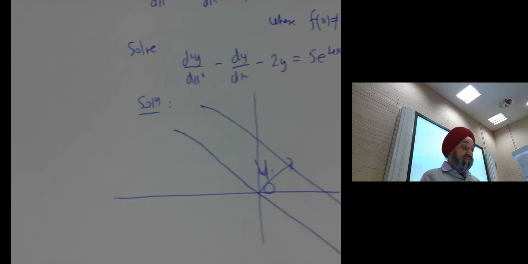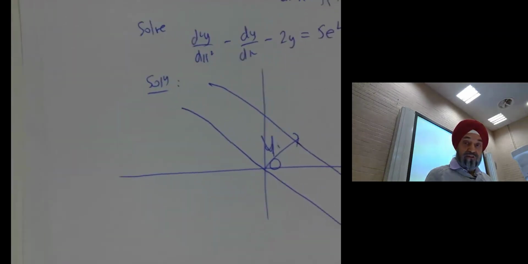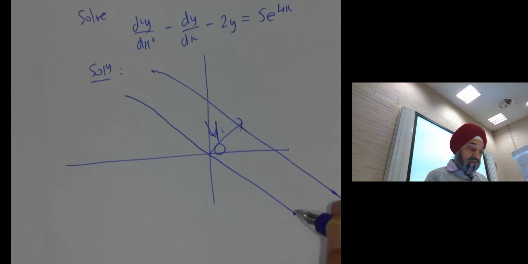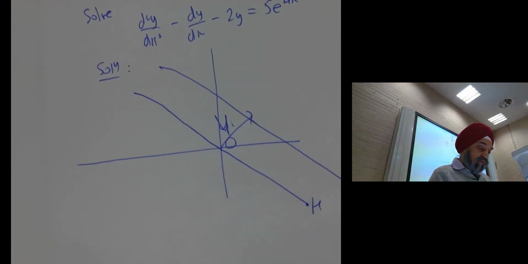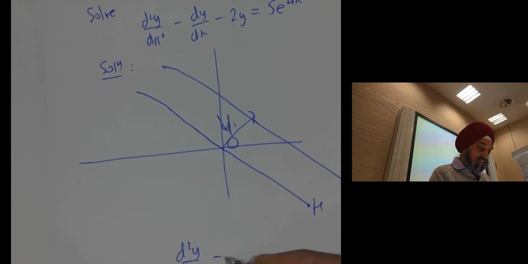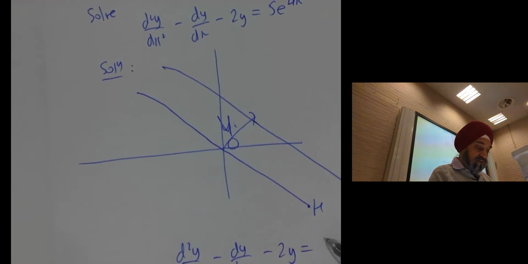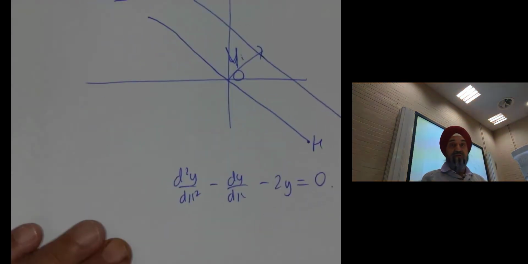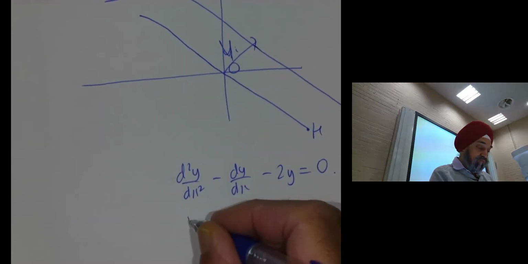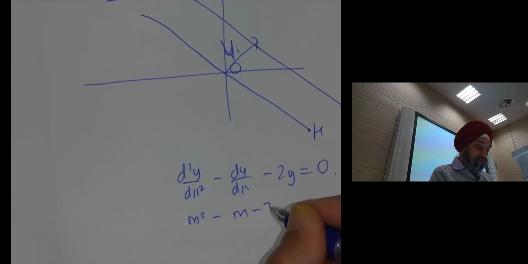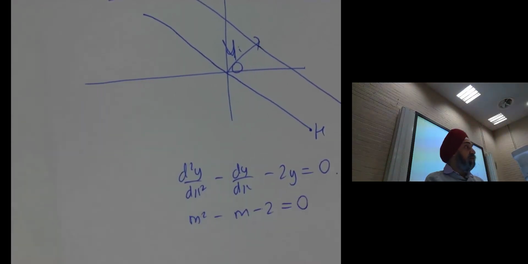So the homogeneous one we should be able to do. It's the one with 0 on the right. Homogeneous, okay? So what do we have? We want to solve d2y/dx squared minus dy/dx minus 2y is equal to 0. How do we solve that differential equation? m squared, yep, minus m minus 2 is 0, yep.